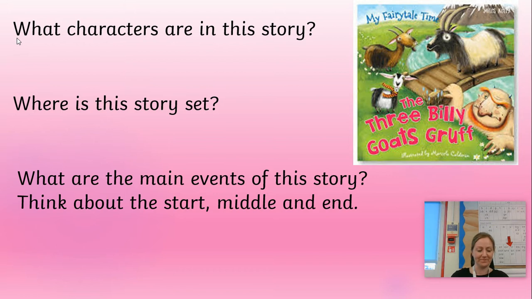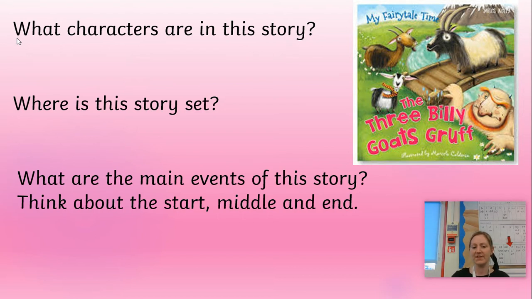So let's go through them. Thinking about the characters in this story then, just looking at the front page of this book, I can already name most of the characters. We've got the troll, and then we've got the big billy goat, we've got the medium-sized billy goat, and we've got the little teeny tiny billy goat. So there's already 4 characters that I can name. Where is this story set? Well, it looks to me like this story is set out in the countryside somewhere. There's lots of fields and there's a bridge with a stream running underneath it.